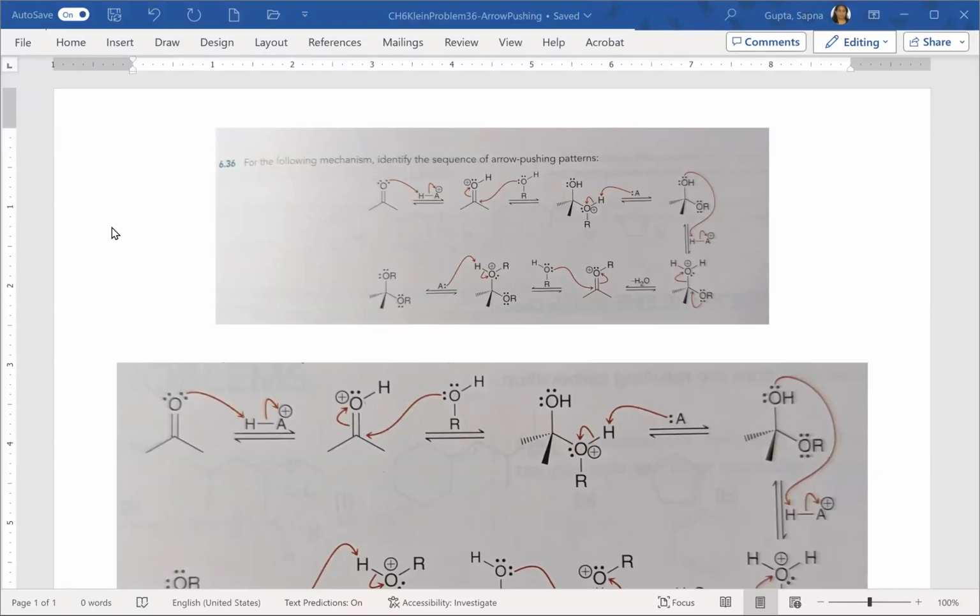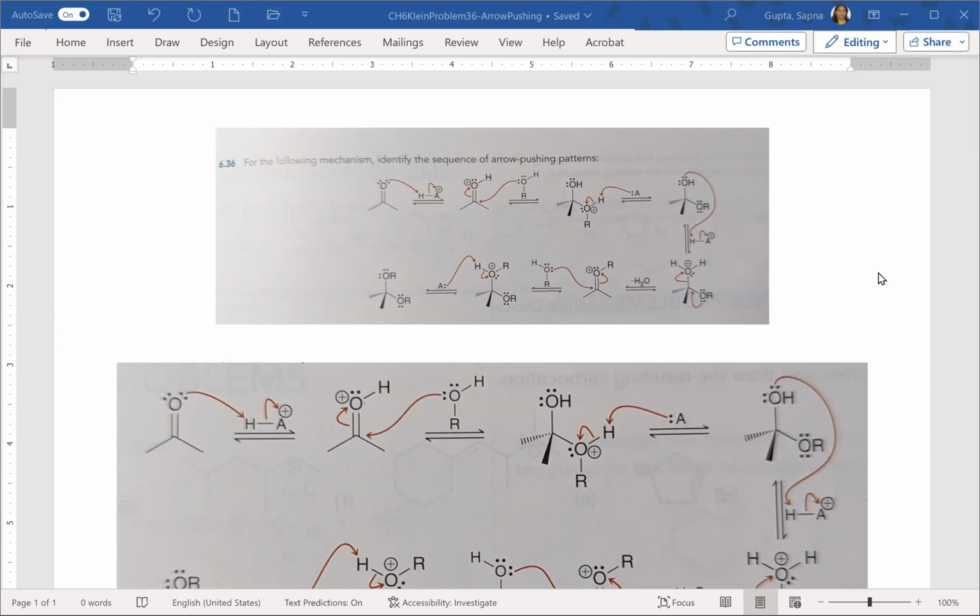This problem 636, again, Klein problem. This is a little bit different, okay? So let's read the problem. For the following mechanism, identify the sequence of arrow pushing. So in this case, the arrow pushing is already given to you, and all you're being asked is, okay, what's going on? Name the steps, okay?